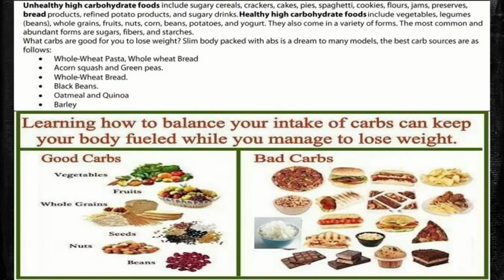What about unhealthy carbohydrate foods? These are usually sweets. These are usually found in junk foods. They could include sugary cereals, crackers, cakes, pies, cookies, jams, preserved breads, and whatnot. So, these are unhealthy choices. Why? They are mostly made up of simple carbohydrates, given that if you eat equal amounts of simple carbohydrate and complex carbohydrate, you'll be able to produce more energy by consuming the complex carbohydrate.